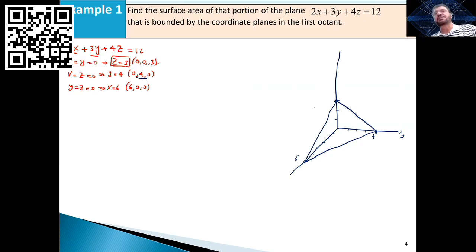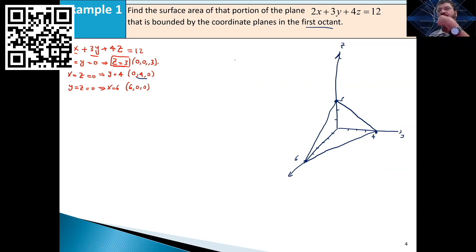What do we have? He says in the first octant, which means what? Whenever z is positive, which is here, this is 3, as you know. Whenever y is positive, which is 4, and whenever x is positive, which is 6. So this will give us that. This is our surface. I need to find the surface area of this solid.